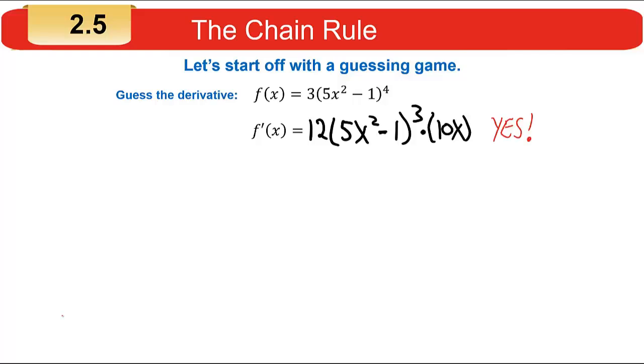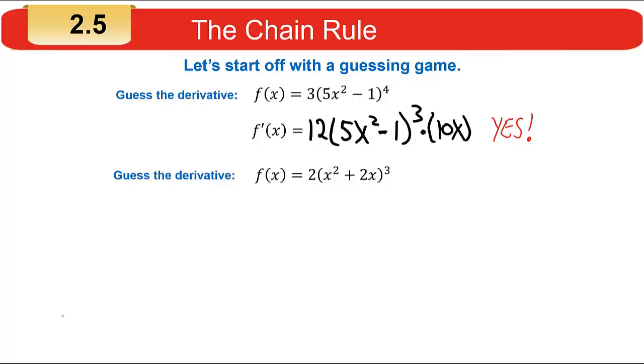Now that is correct, but can you look back up at the original function and guess where the 10x might have come from? I'm not going to say anything right now, but I'll come back to it. In the meantime, let's go to the next one. What if I ask you to guess the derivative of this function? Again, it's 2 times a function of x to the third power.